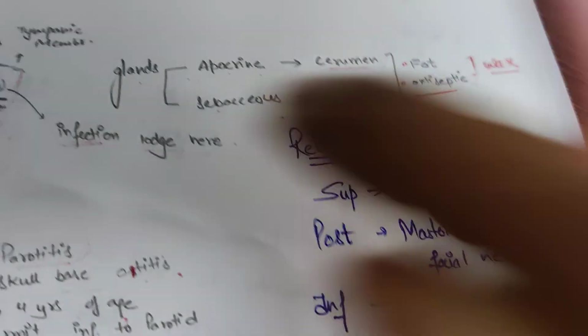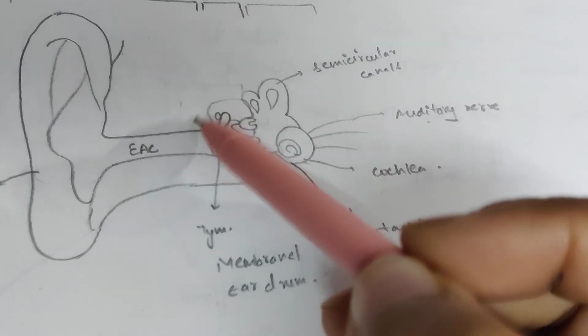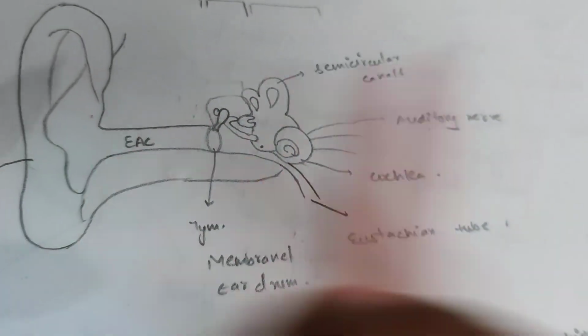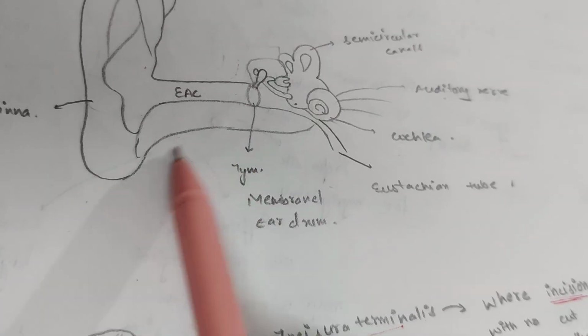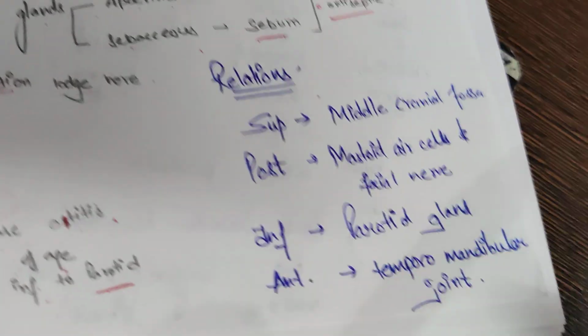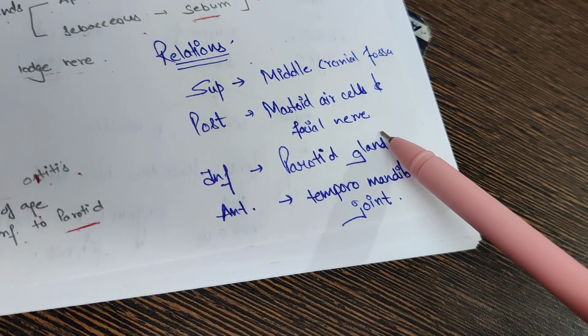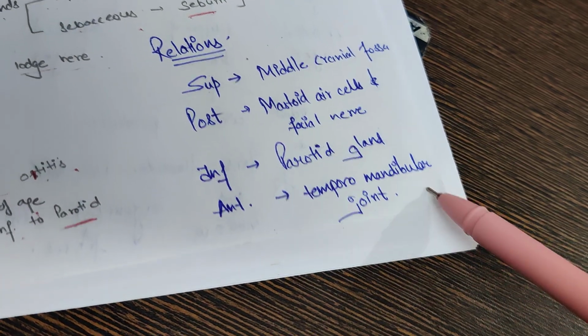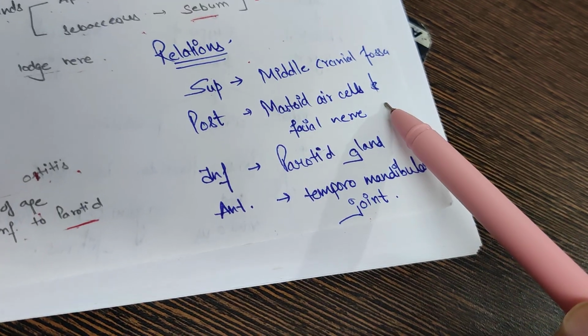Superiorly we have the middle cranial fossa. From here we can easily understand. Superiorly to it is the middle cranial fossa. Inferior to it is the parotid gland. Superiorly middle cranial fossa, inferiorly parotid gland. Anterior is the temporomandibular joint, posteriorly are the mastoid air cells and the facial nerve.